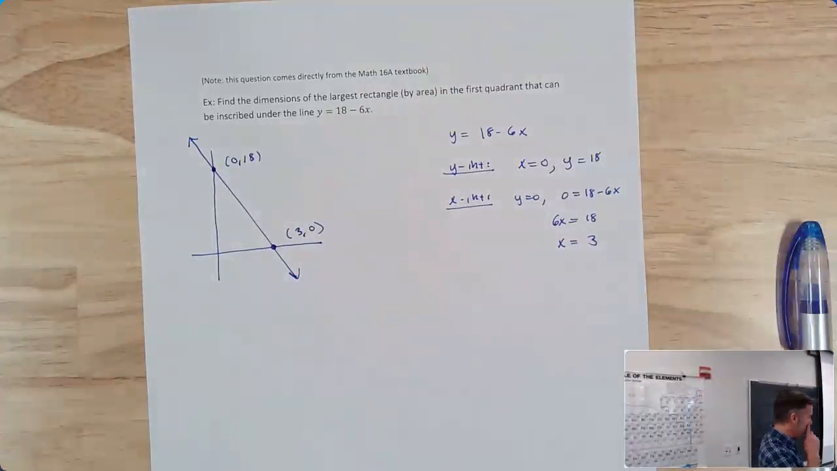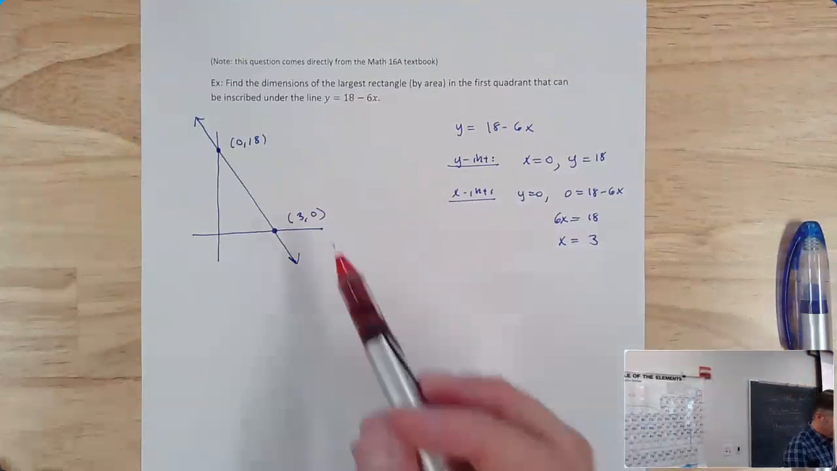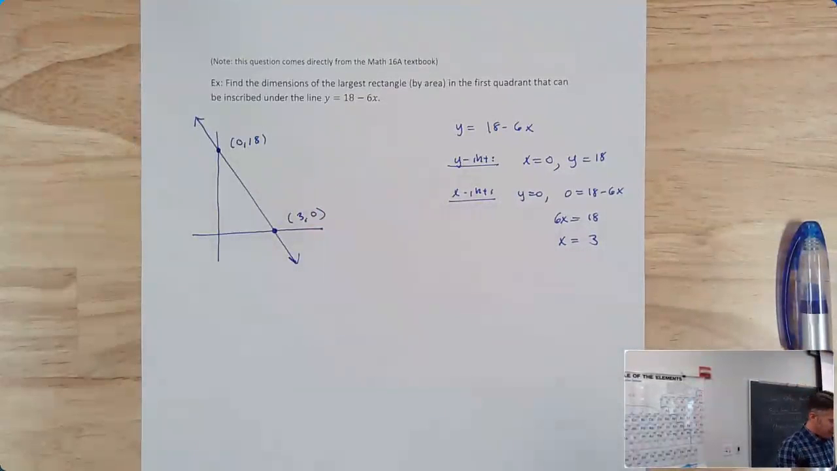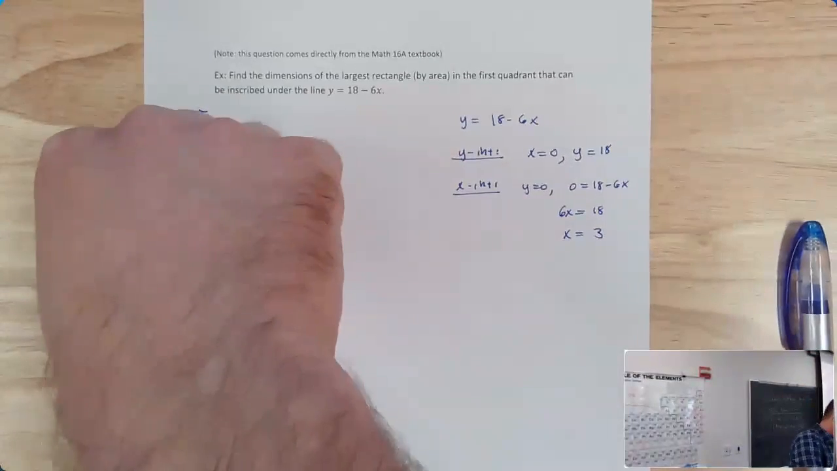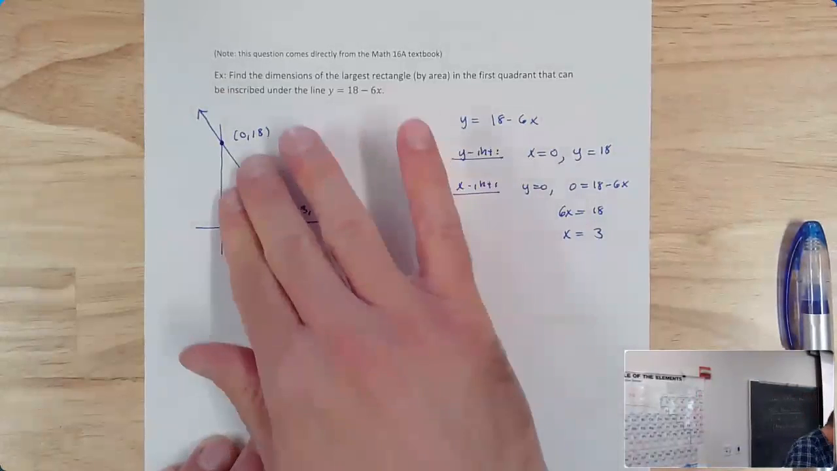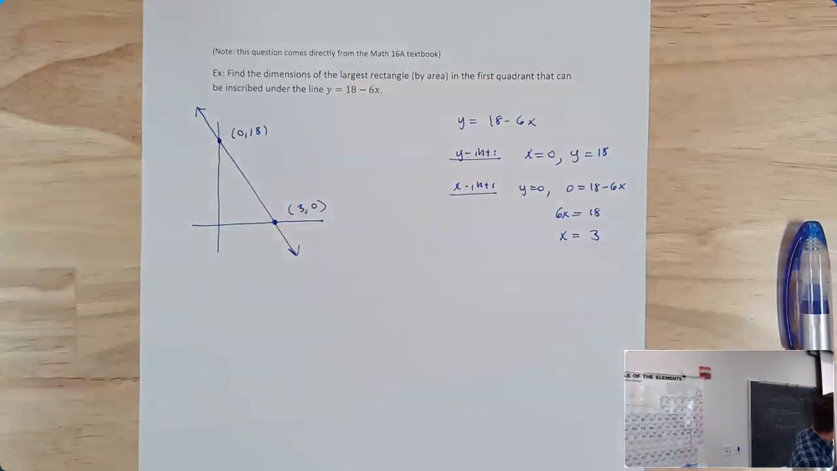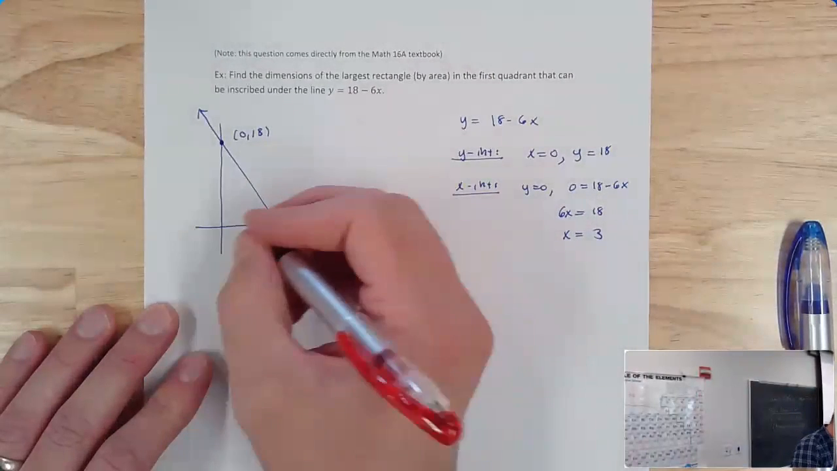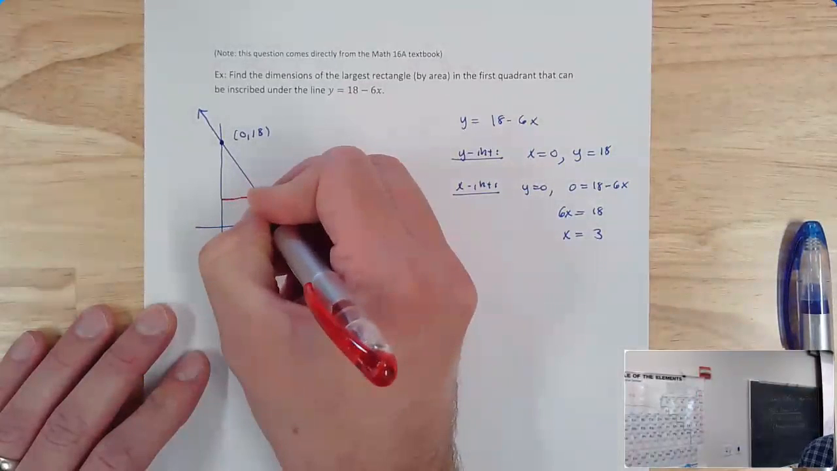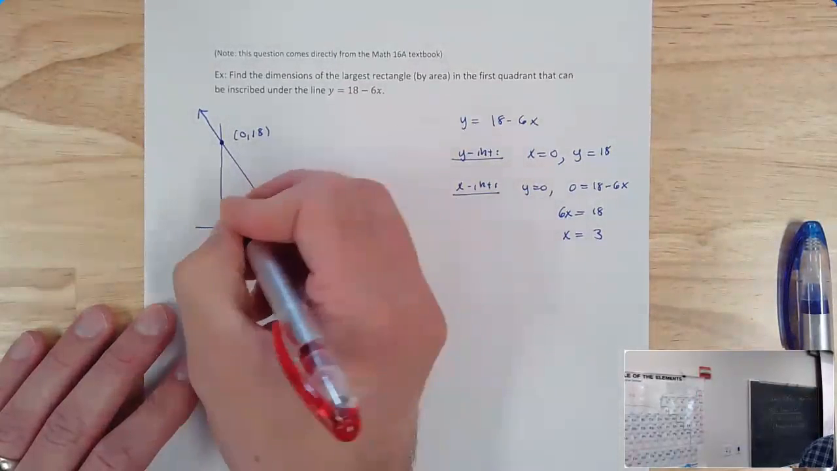Also, this is clearly not to scale. My y value would be much, much higher, but I want to draw it in a way so that I can actually draw the thing relatively well. So now I want to find the dimensions of the largest rectangle in the first quadrant that can be inscribed under this line. If you're thinking about the XY coordinate system, this is quadrant 1, quadrant 2, quadrant 3, quadrant 4. So we want to be only in quadrant 1. We want to be inscribed under the line, meaning we can't go over the line. So I can't be like this. I have to be kind of like that. There's my rectangle.